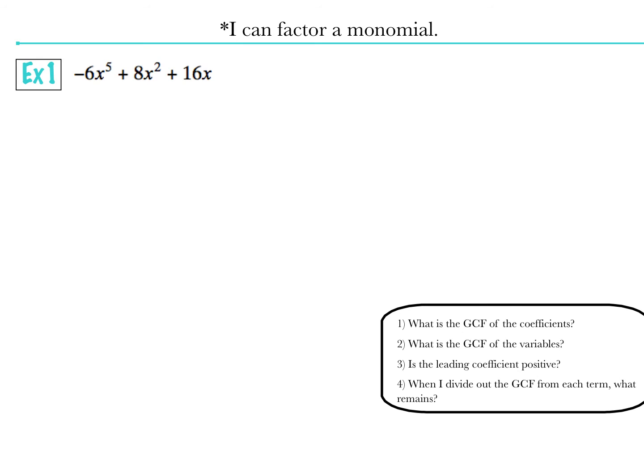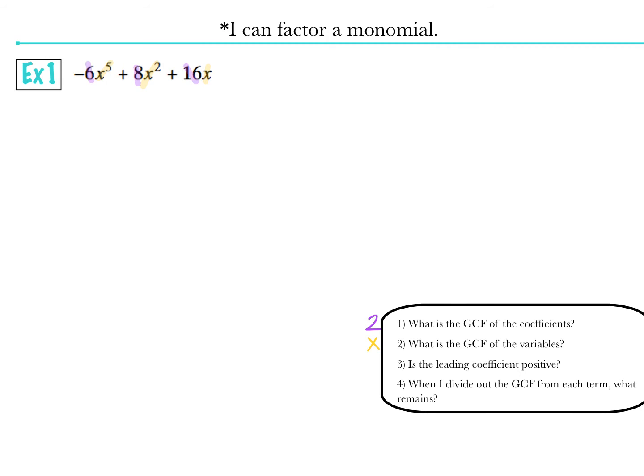So the first question I always ask myself is, what is the GCF of the coefficients? So when I look at the coefficients, I have a 6, I have an 8, and I have a 16. So when I list out the factors of 6, so 1, 2, 3, and 6, 8, 1, 2, 4, and 8, and 16, 1, 2, 4, 8, and 16, the greatest number that they have in common is 2. So then I look at the variables. What is the greatest number of variables that they have in common? So x to the 5th, x to the 2nd, and x leaves me with just one x that they all share. So the GCF of the variables is an x.